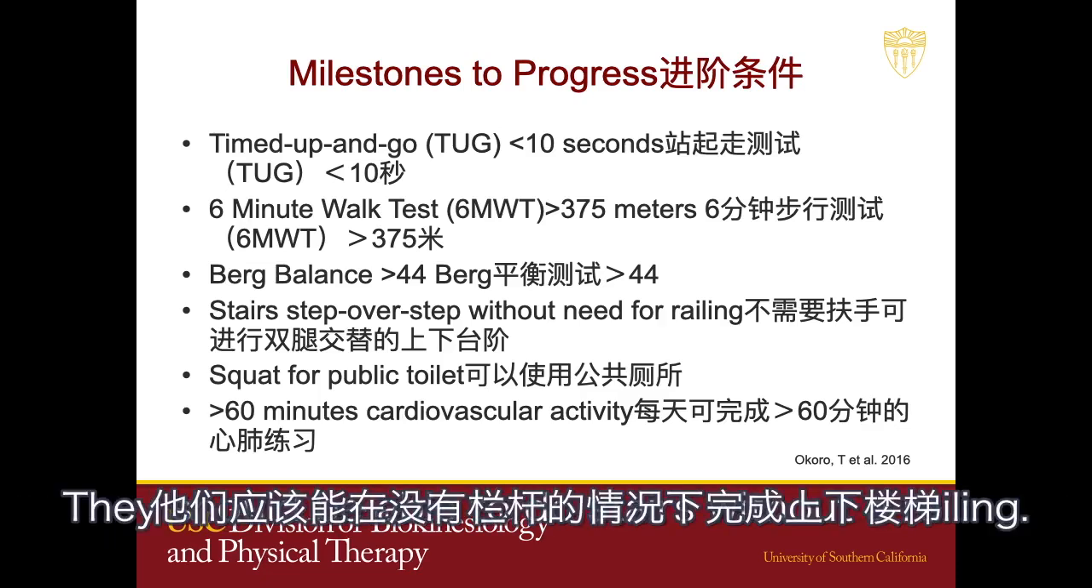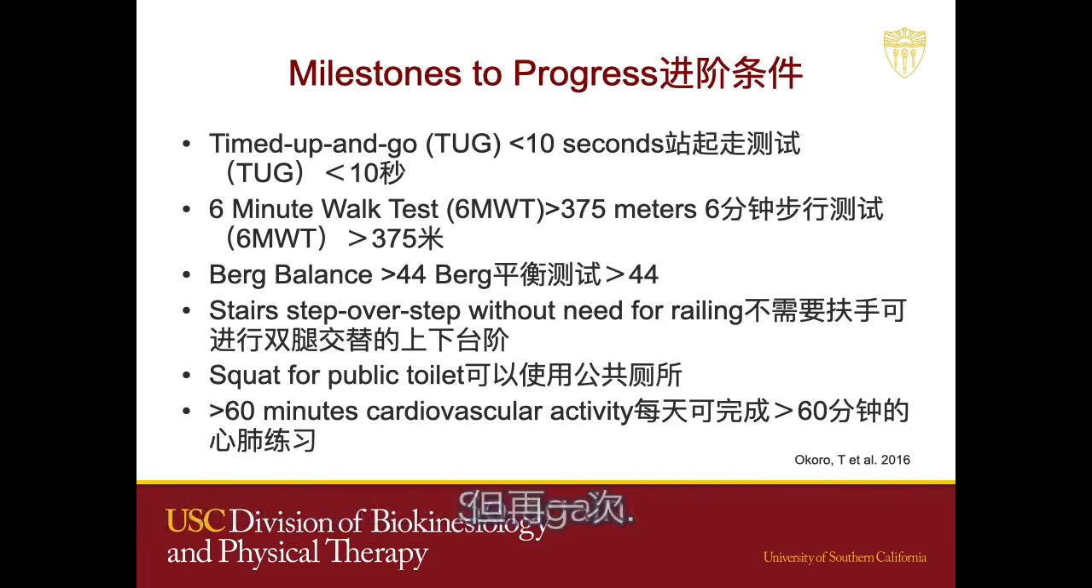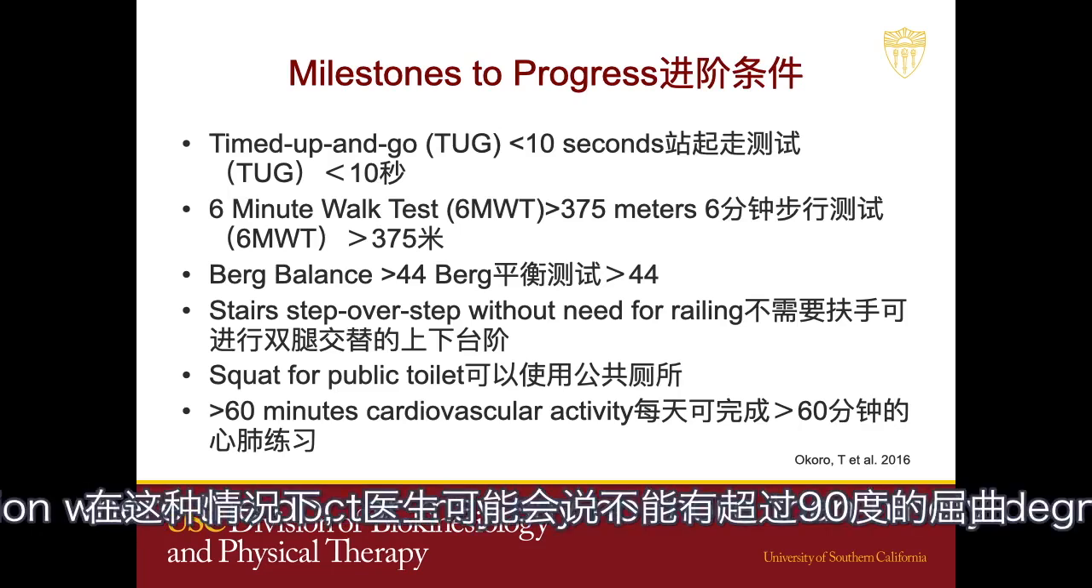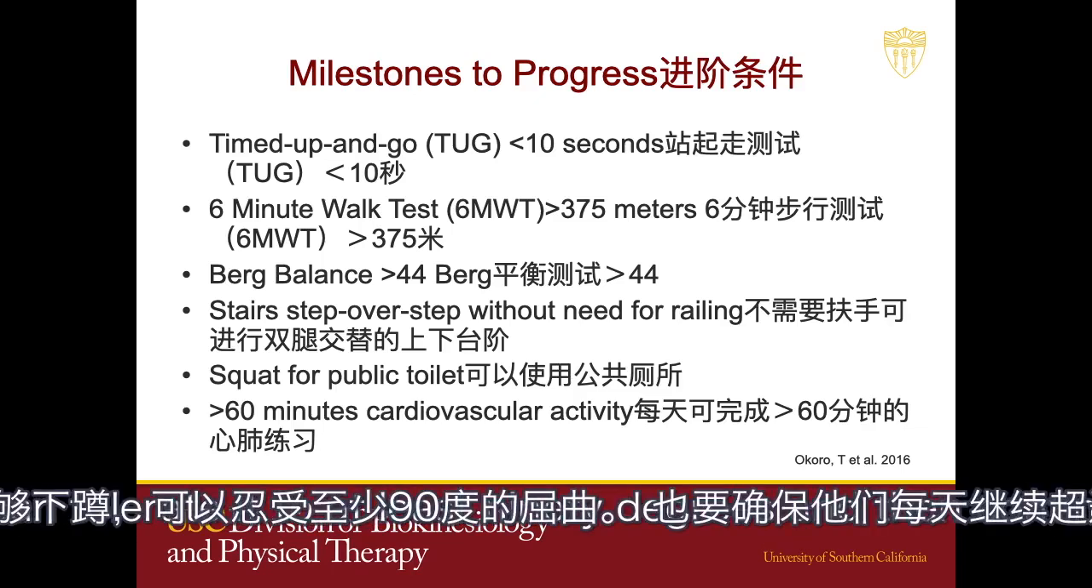They should be able to do stairs without a railing. They should be able to squat for a public toilet. Again, this is a situation where the doctor may say no more than 90 degrees of knee flexion, so that's going to make that goal a little bit difficult. But you do want to really work on squatting so they can tolerate it to at least 90 degrees. And then continuing their cardiovascular activity for greater than 60 minutes.